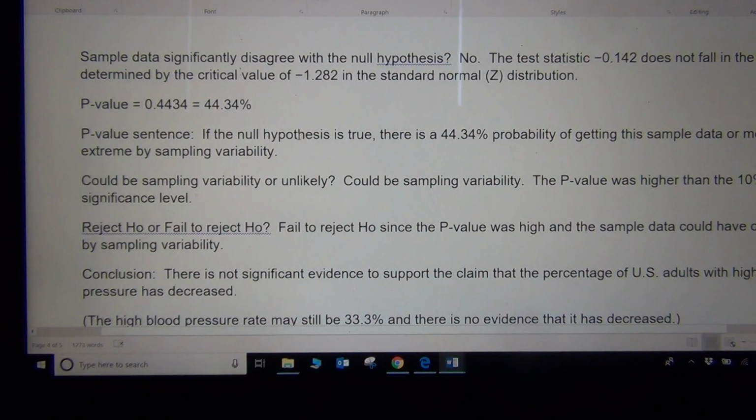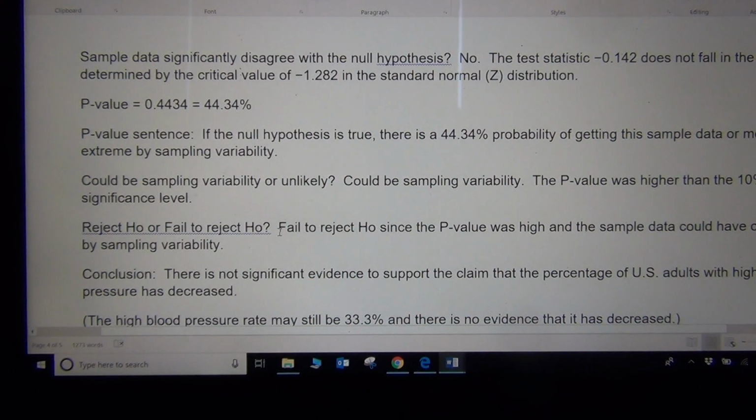We said it does not fall in the tail. We have a very high p-value, so if the null is true, there's a 44% probability of getting the sample data or more extreme by sampling variability. That's your p-value sentence. This could be sampling variability because the p-value is very high. Reject or fail to reject? Again, we have a high p-value, so we're going to fail to reject the null hypothesis.